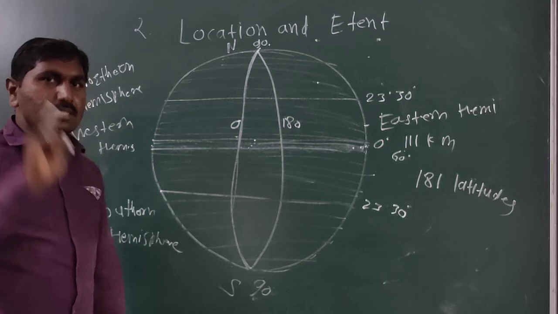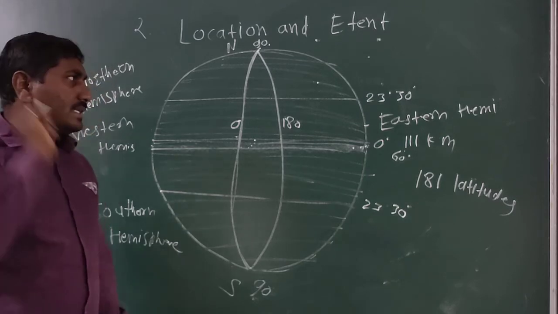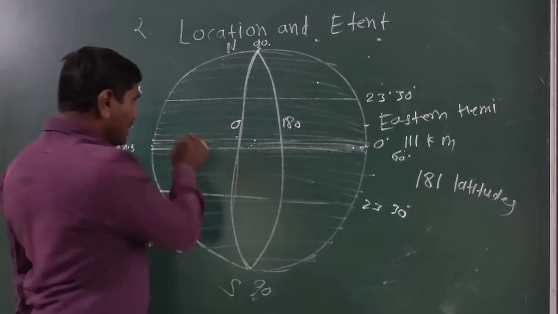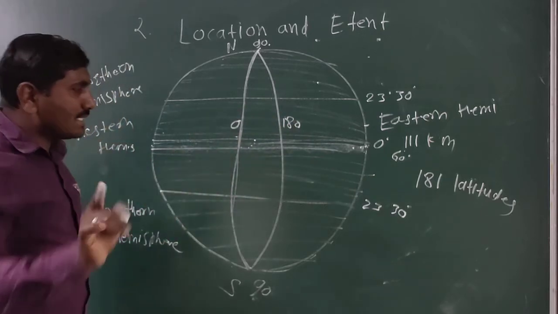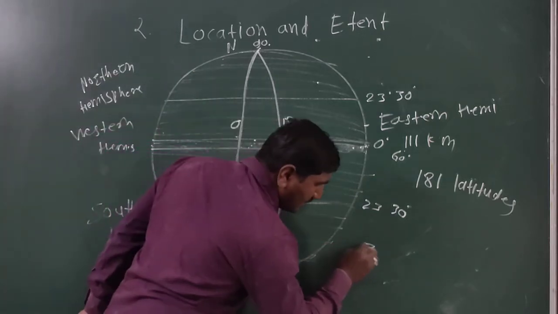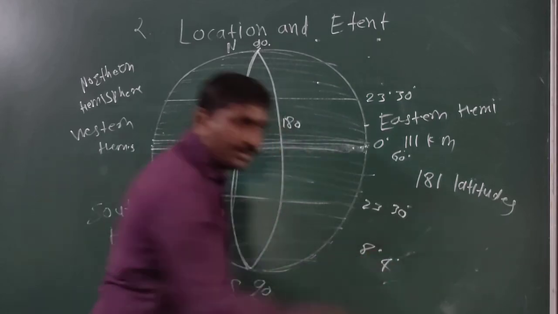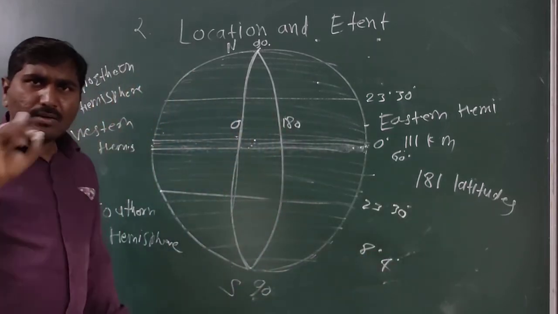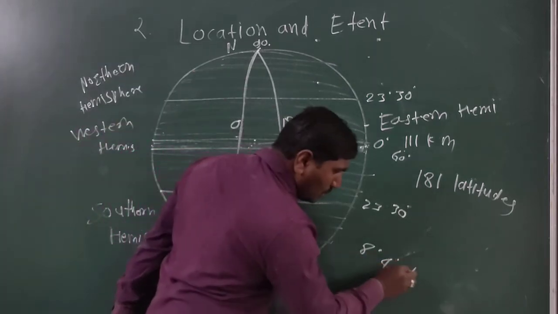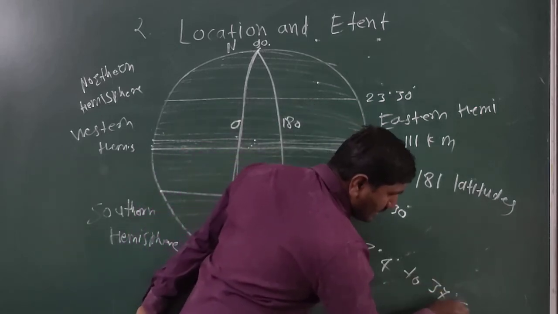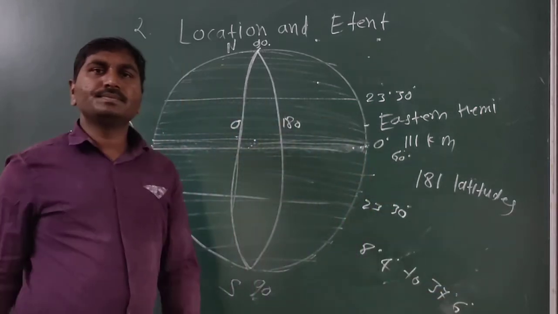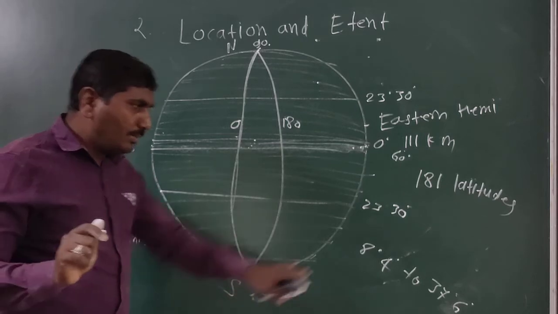When we think about its latitudinal extent, meaning the horizontal lines, its latitudinal extent is 8 degree 4 minute to 37 degree 6 minute. This is the latitudinal extent of India.